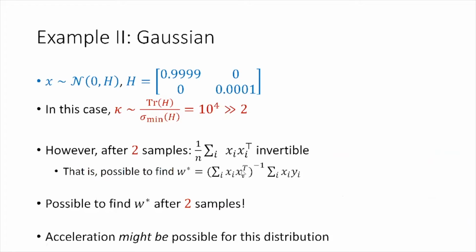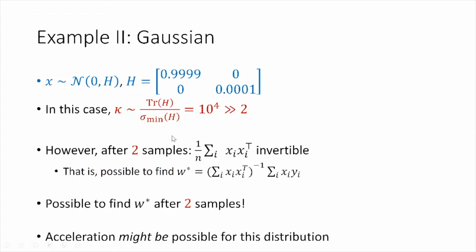Right. So let's now look at a different example, which is the Gaussian distribution, where the Hessian is again the same as in the previous example, 0.9999 and 0.0001. Even though the vectors are always of unit norm, or constant norm, with high probability, the smallest singular value of the Hessian is still 0.0001. So the condition number is again 10 to the 4.